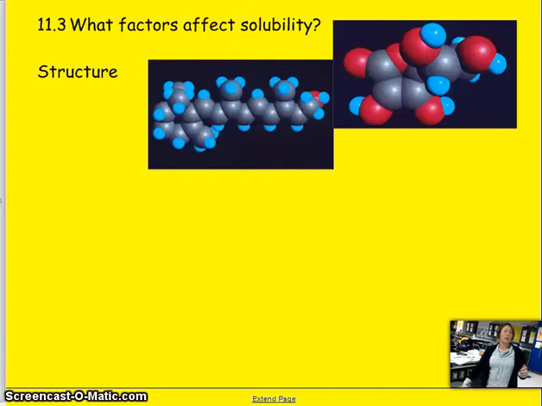Hi everybody, welcome back. This is Chapter 11, Lesson 3 for AP Chemistry. This deals with Section 11.3, and we're going to be dealing with factors that affect whether or not something dissolves. In your notes under number 1, it says one factor that affects solubility is structure. Structure affects solubility because structure determines polarity, and polarity determines solubility.